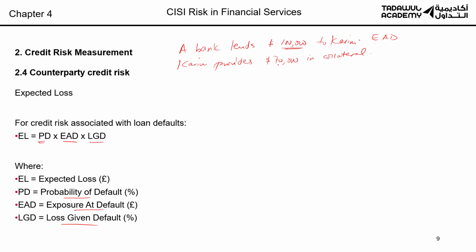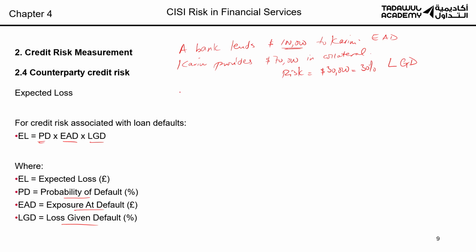If Kareem provided $70,000 in collateral, what is the bank's actual risk? The bank's actual risk is $30,000. And we need to put this in percentage terms. So this is 30%. That's the bank's actual risk. This is called the loss given default. That means if the default happens, how much is the bank losing? The bank will lose 30%.